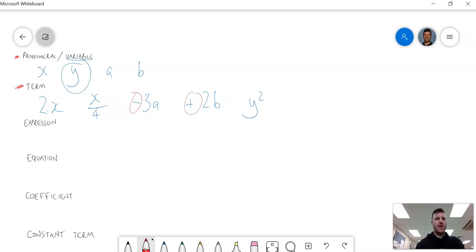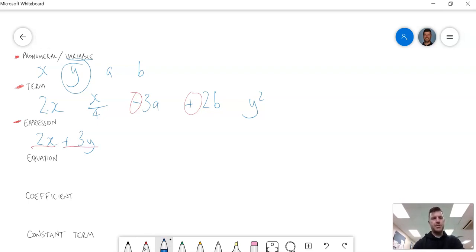So when I start talking about an expression, an expression is made up of one or more terms. An expression could be as simple as 2x. That's a one-term expression. But an expression could also be 2x plus 3y. All of a sudden there I have two terms. My first term is 2x, and my second term is positive 3y.